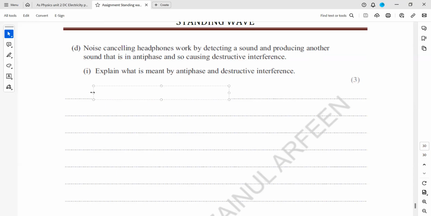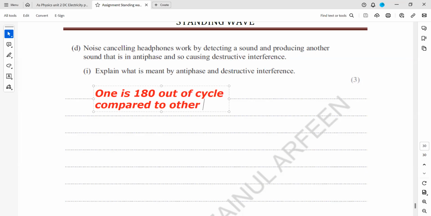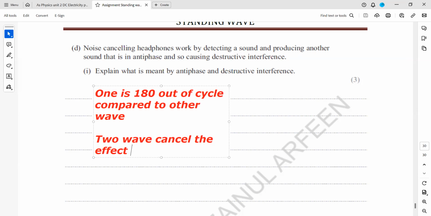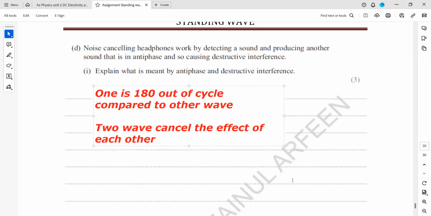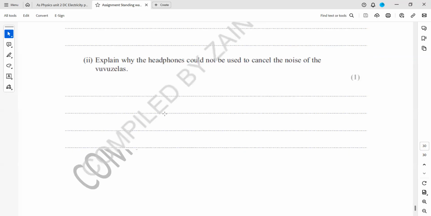So antiphase means one wave is 180 out of phase compared to the other wave. That is the definition of antiphase. And what is destructive interference? When two waves cancel out the effect of each other, we call that destructive interference. Constructive is when they increase the effect.